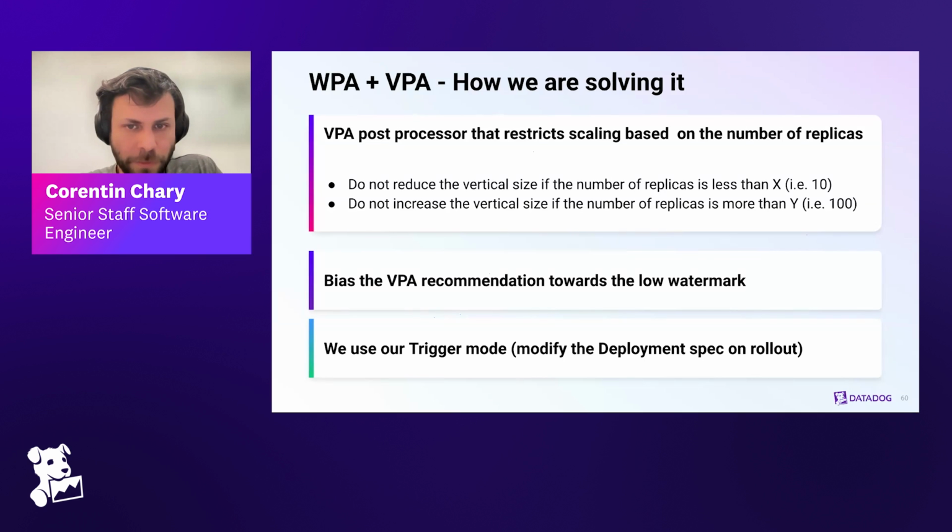We also bias the recommendation toward the low watermark to make sure that the VPA gives a recommendation that makes sense. And we do use the trigger mode to do that because we need to have access to both the number of replicas and the current resource allocation. So that means that we need to have access to the deployment or stateful set. We cannot use the current state of one pod to make these decisions.